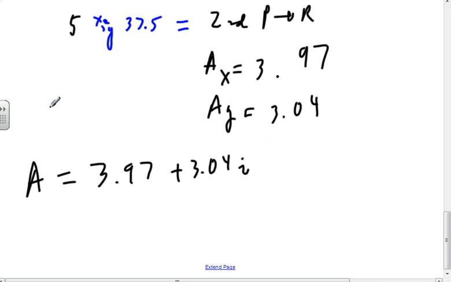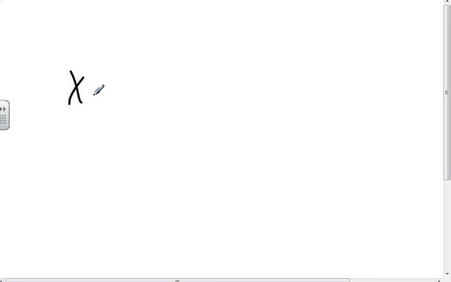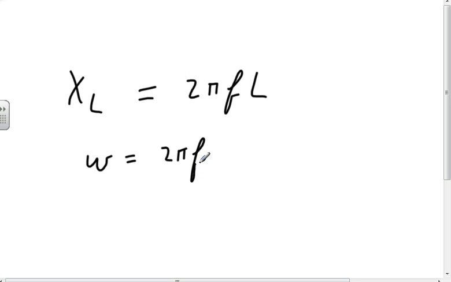Now back to X of L, my inductive reactance is 2 pi F L. Now, if we remember, our angular velocity omega is 2 pi F. So we could write this as omega L if we wanted to. That's a lowercase omega. It looks sort of like a W, but it's really an omega sign.